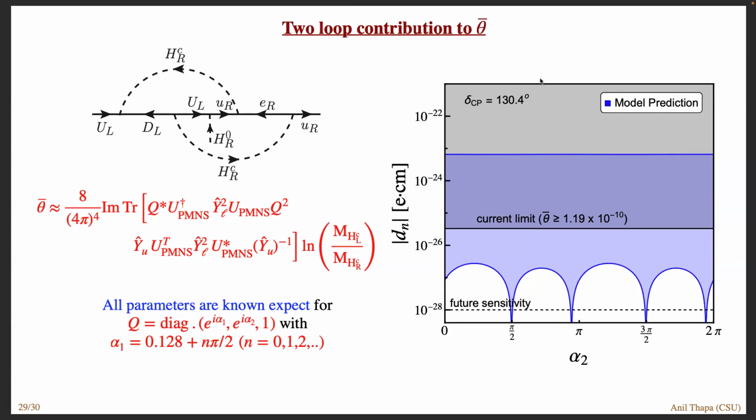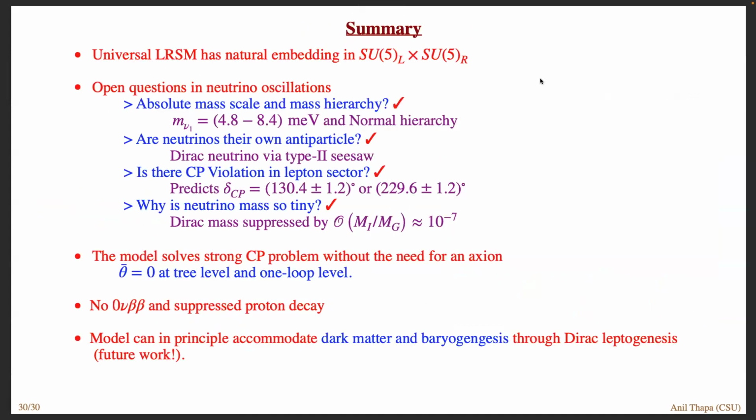Now, can I tell for sure that two loop is not 0? I cannot, because I just found one diagram. There are many diagrams. One has to evaluate them. Maybe they sum up to 0. I don't know.